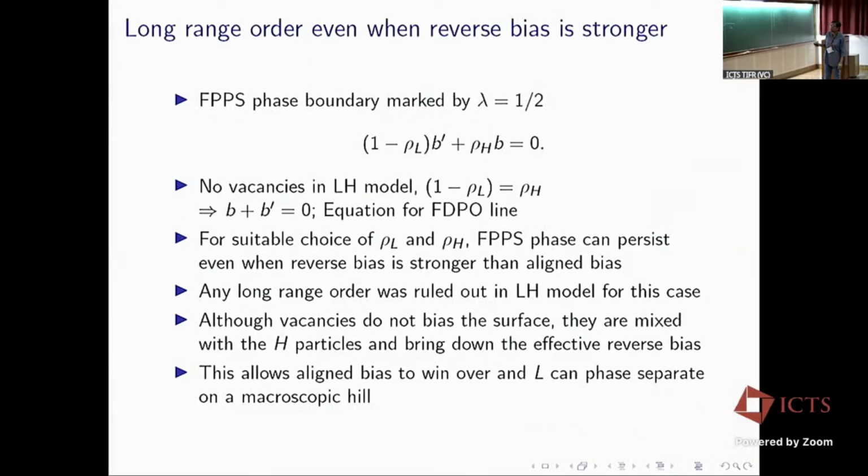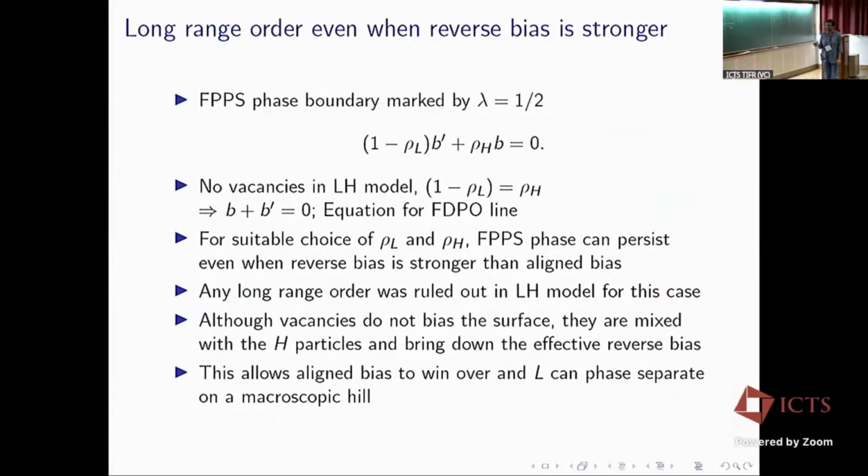at the phase boundary, lambda is equal to half, and beyond that, if it falls below that, then the hill cannot sustain. Notice another thing, that if I now take away all the vacancies, then it goes back to the LH model. In the LH model, 1 minus rho L is equal to rho H. So I am getting back this line, B plus B prime is equal to 0. So I am getting back this FDPO line.